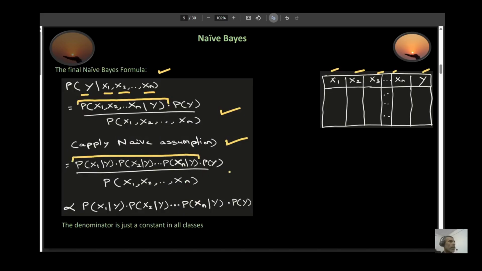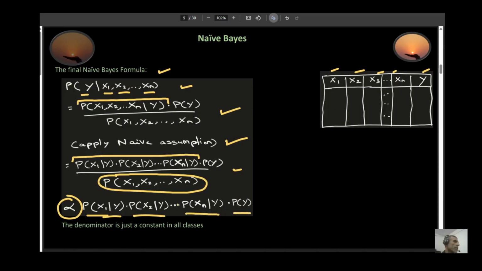All right. And then if you look at your denominator, the denominator for each one of these classes is always going to be constant. So I can rewrite this expression right here. I can say that this probability of Y given X1, X2, Xn is proportional to the numerator. And your numerator is probability of X1 given Y times probability of X2 given Y, and you keep going all the way to the last feature, times probability of Y. So I'm just removing the denominator and saying that this is proportional to the numerator.